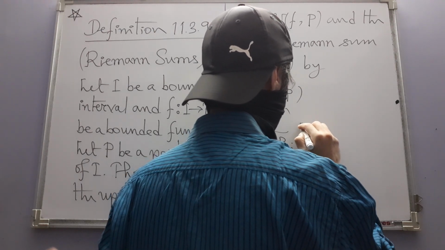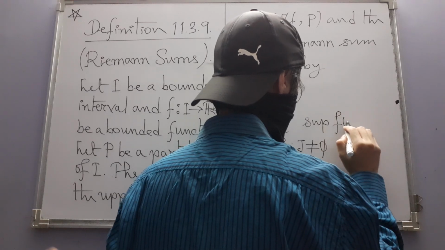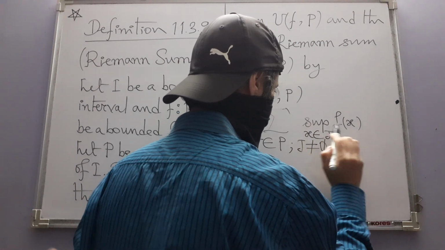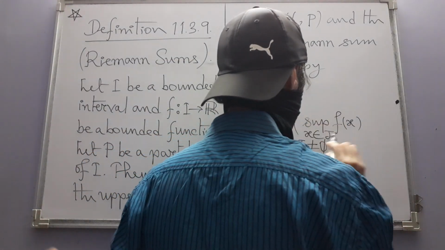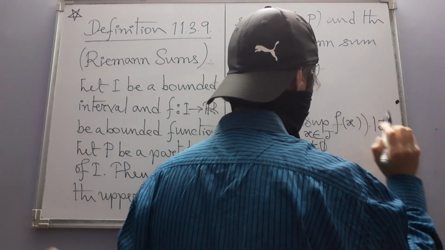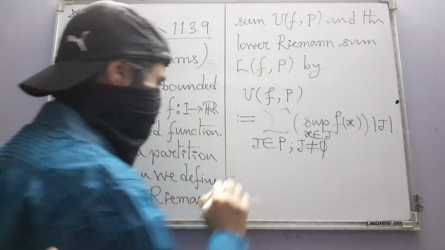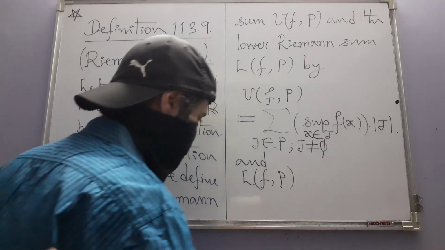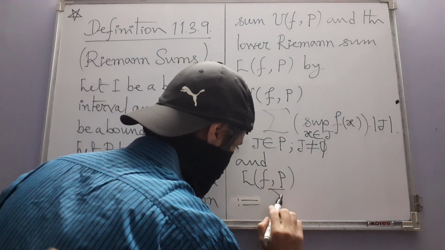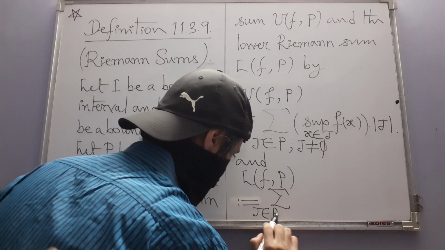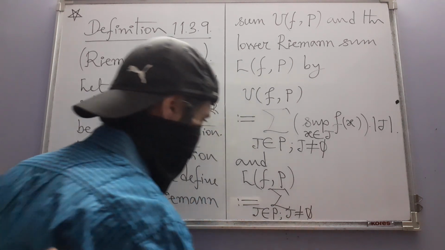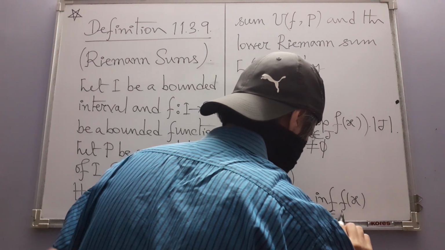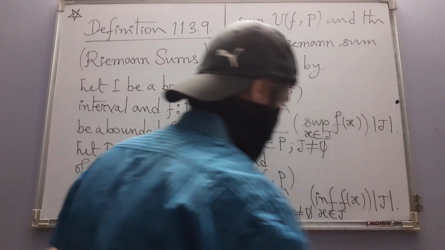But what are the terms? The terms are these. Supremum of the set of function values where the input x varies over j, times the length of the subinterval j, and in a similar manner we also define the lower Riemann sum to again be another such sum where again j varies over P and j is non-empty, and this time we take infimum of the function values as x varies over j, times the length of j.